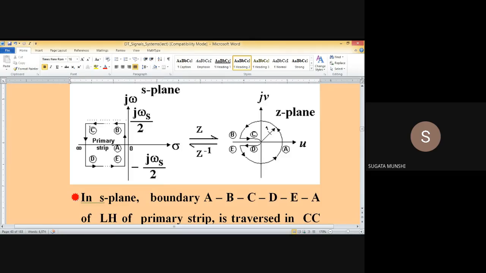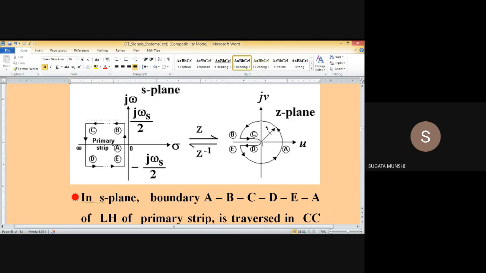What will happen to the magnitude of Z? It will decrease, isn't it? It's e to the power sigma tau. It will decrease progressively, and on reaching C it will become 0 because sigma becomes minus infinity. So as you are traveling from B to C, your argument remains the same, pi radians, but your magnitude is shrinking. It is reducing gradually, and ultimately as you reach C, the magnitude of Z becomes 0.